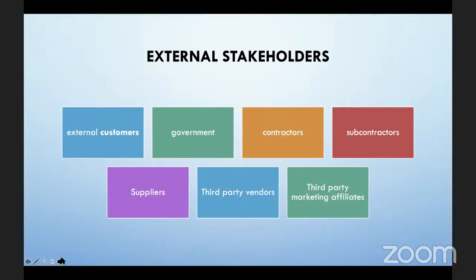We have suppliers. Suppliers are also very critical as well. Suppliers are very, very important. You're going to work with different suppliers. They'll be supplying you guys with hardware, technology, a whole lot of things, right? So you guys have to keep that in mind.